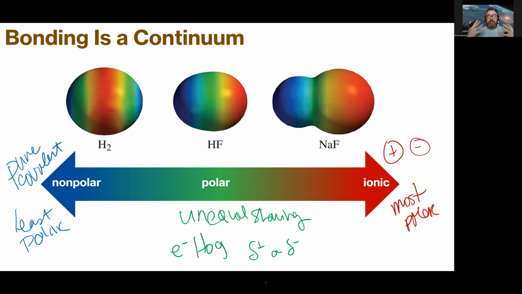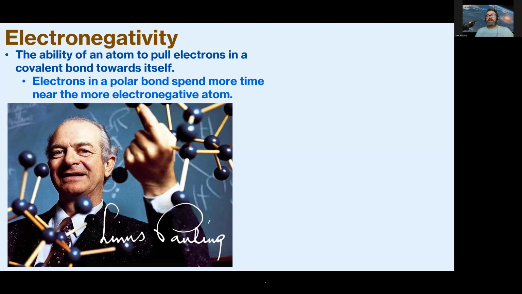Okay. This measurement of how much an atom will hog the electrons is known as the electronegativity. Eventually, we say this is the ability of an atom to pull electrons in a covalent bond towards itself. And when we have a polar covalent bond, electrons in the bond spend more time near the more electronegative atom. Okay. So we're going to have to worry about how do we know what's electronegative?